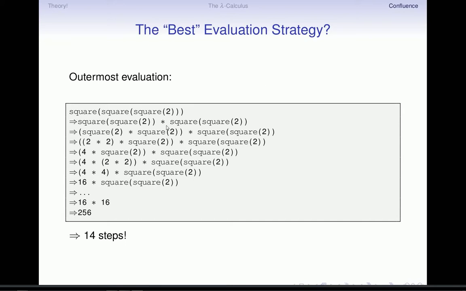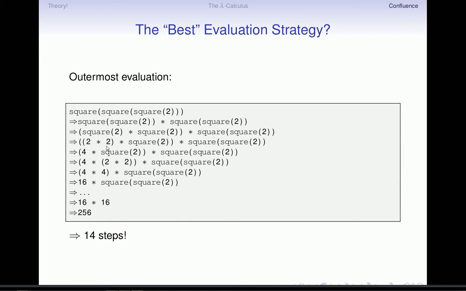We cannot evaluate the multiply symbol because we need two numbers for that and not expressions. So we have to continue evaluating this expression here. And it yields square 2 times square 2 times square of 2. We now can again evaluate only one of the square terms here. We pick the outermost, and this yields 2 times 2 times square of 2 times square of 2.